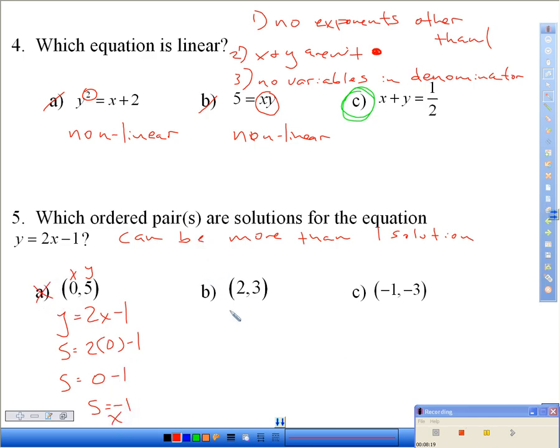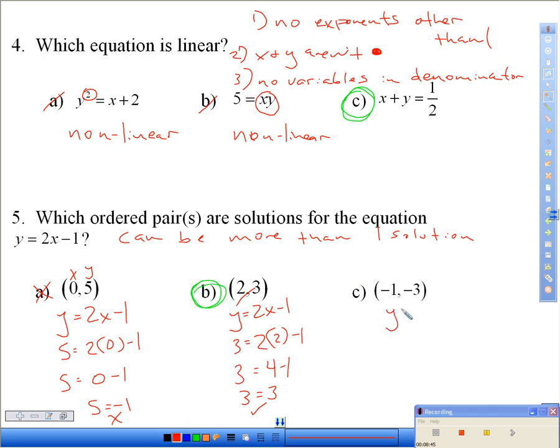We'll do the same thing for B, though. We have y equals 2x minus 1, so we'll put the 3 in for y, and we'll put the 2 in for x. So 2 times 2 minus 1, and see if that works. 3 equals 4 minus 1. Well, is that true? Yeah, we get 3 equals 3, so we know that that works out. So B is a solution to that equation. And then we'll try C.